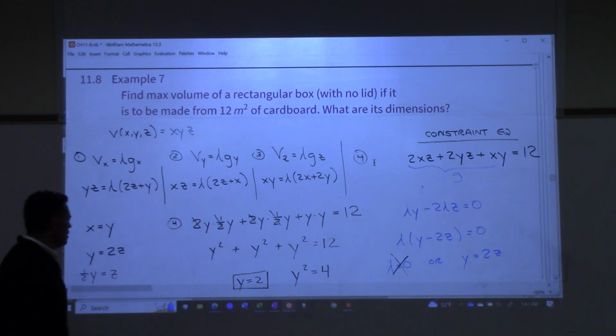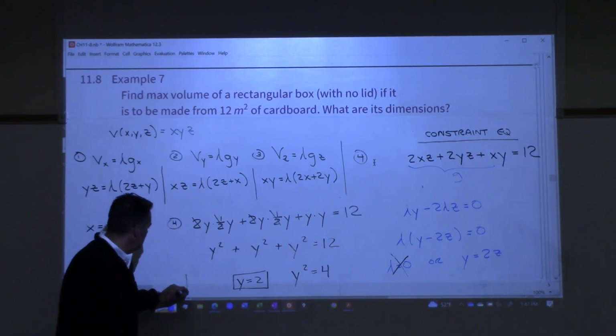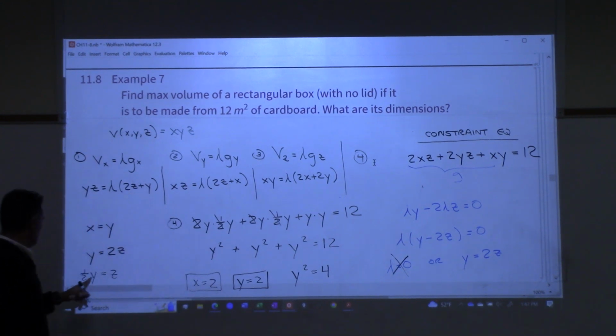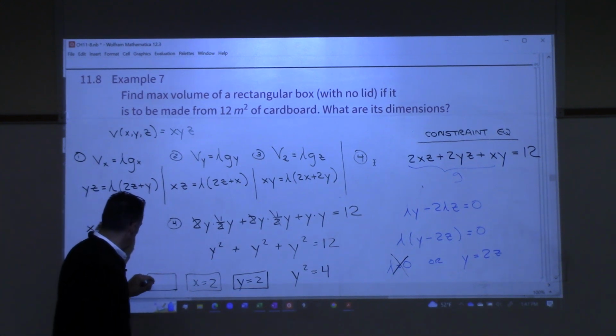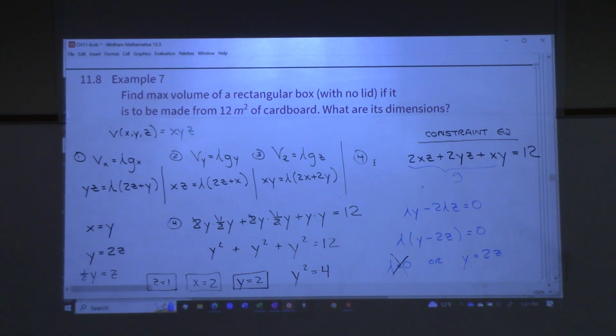Y is 2. If y is 2, what's x? X is 2. And if y is 2, what's z? Half of that, 1. There we go. Yeah. So that's it. Now, how do we know that that's a maximum?